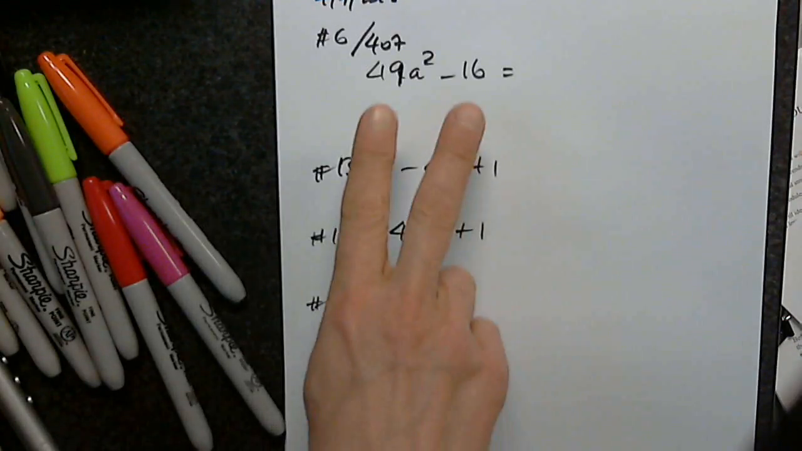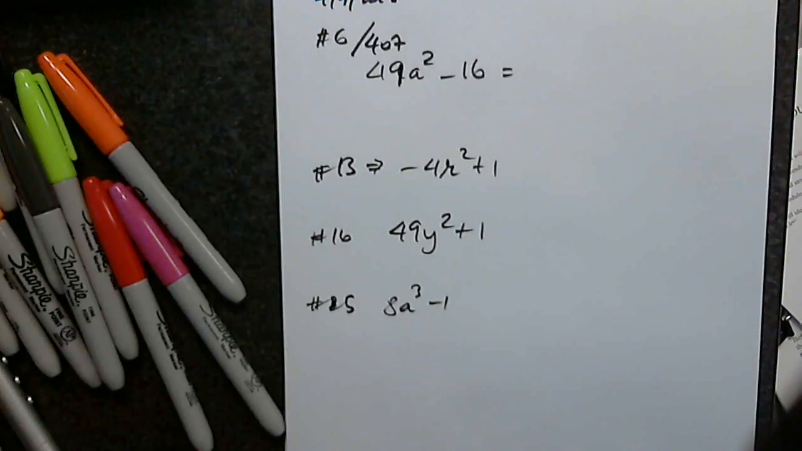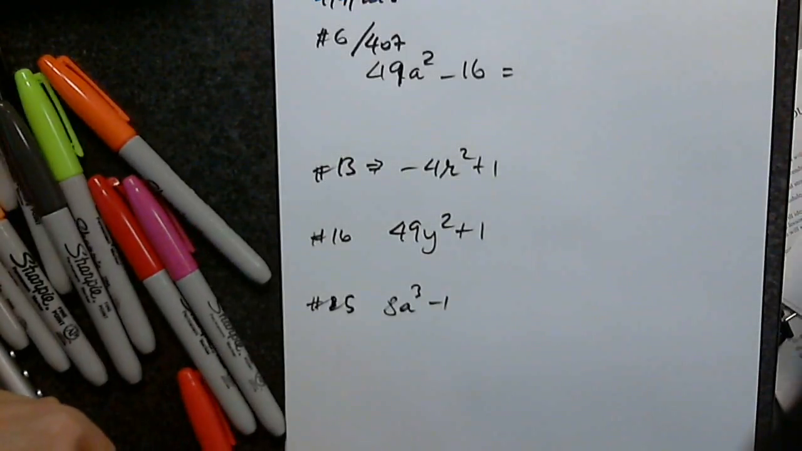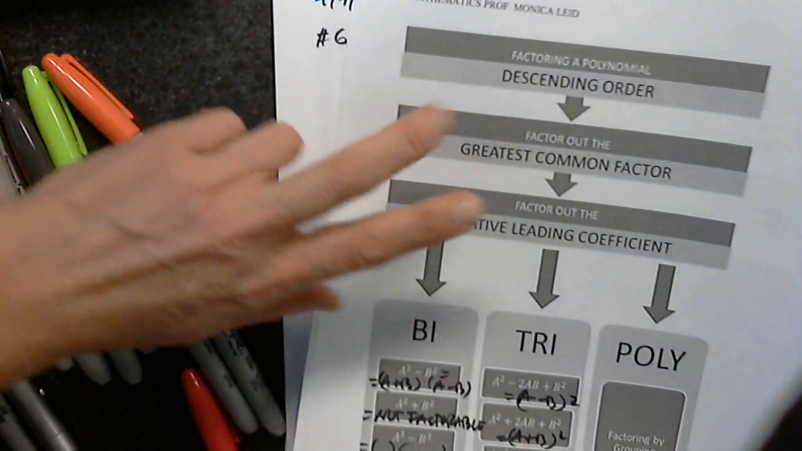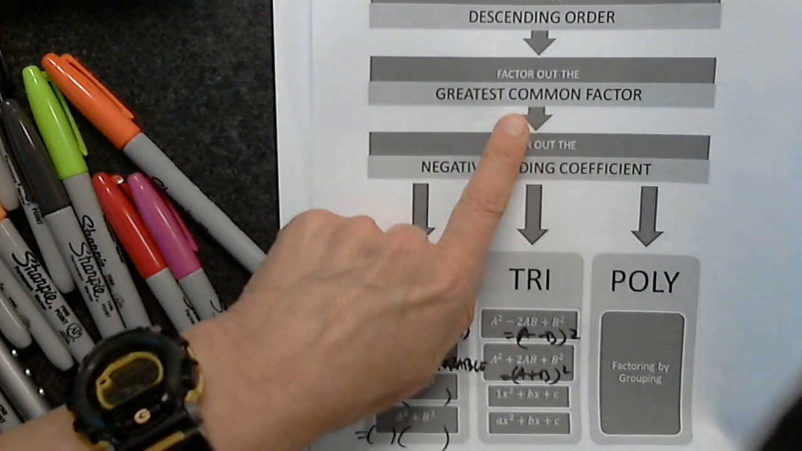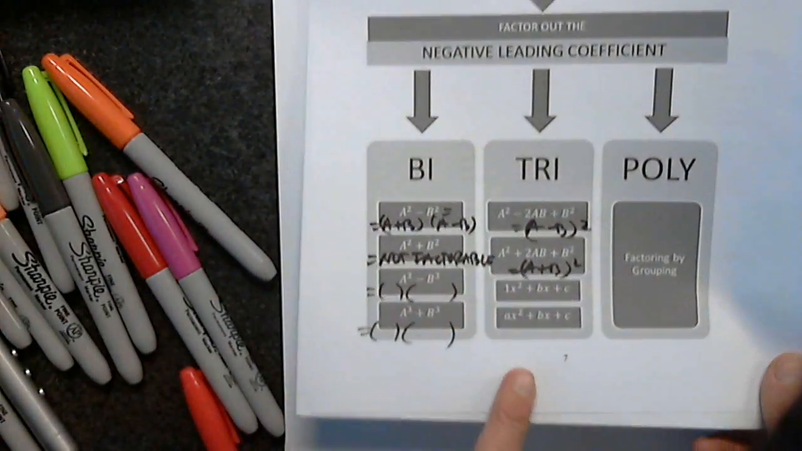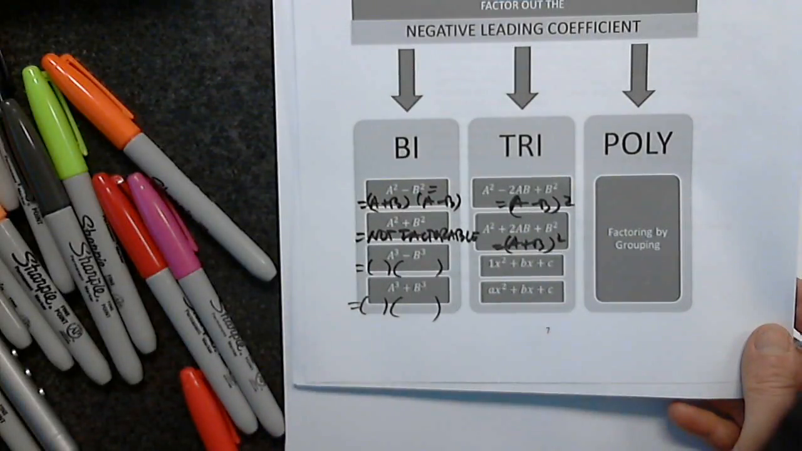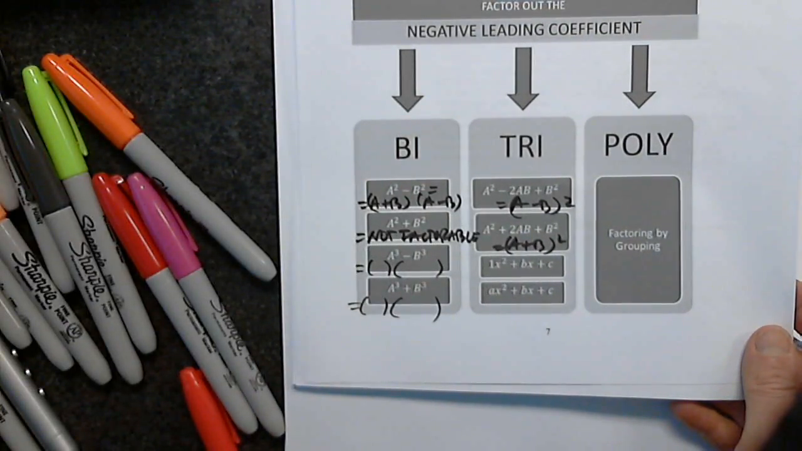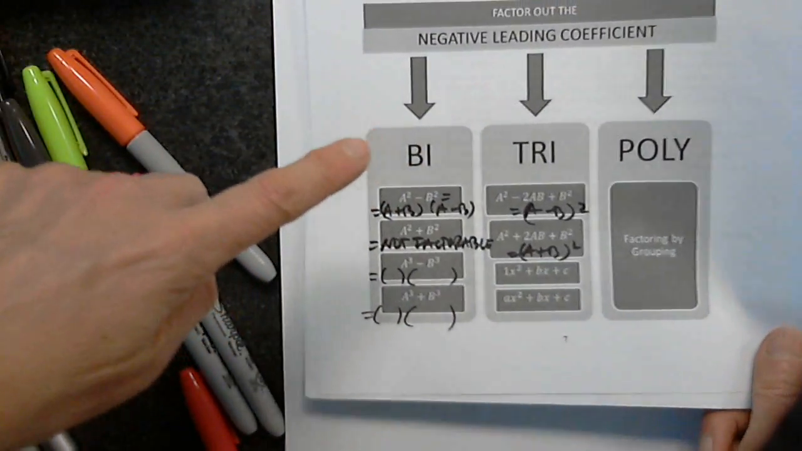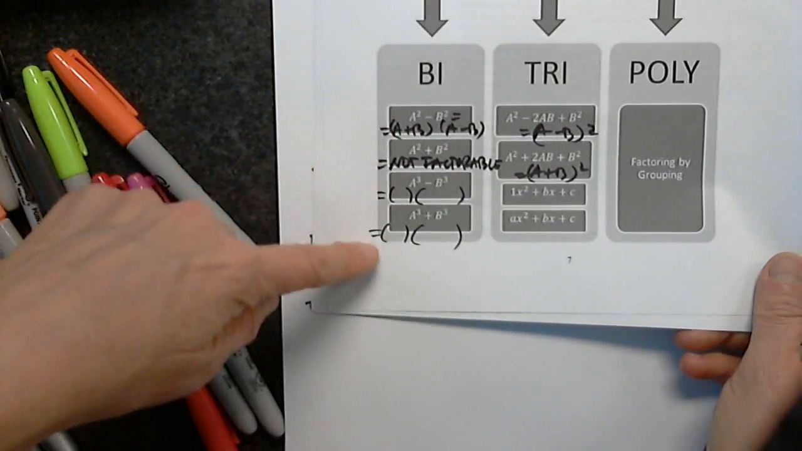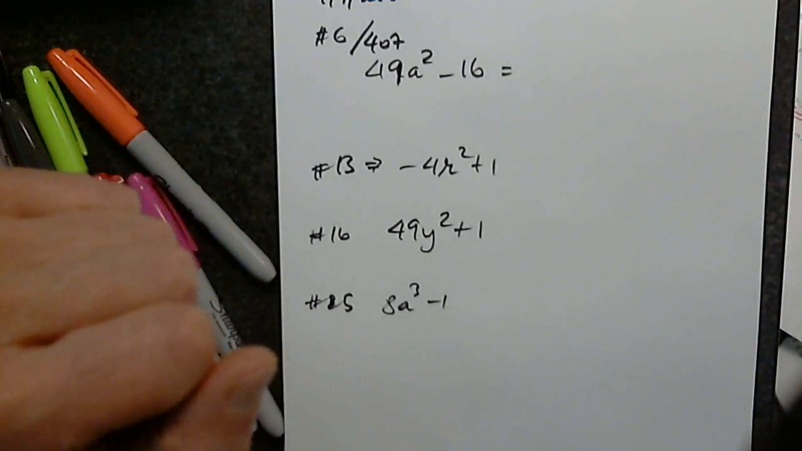There's no greatest common factor or common factor to both terms. 49 and 16 have nothing. Correct. Good. Negative leading coefficient? No. Special product? So notice I went through all these. Now I have to identify it. It's a binomial. So now I'm asking myself, can I apply any of these special products?